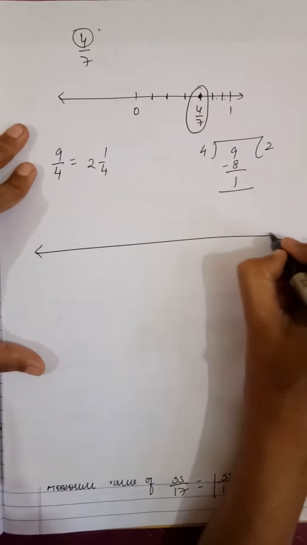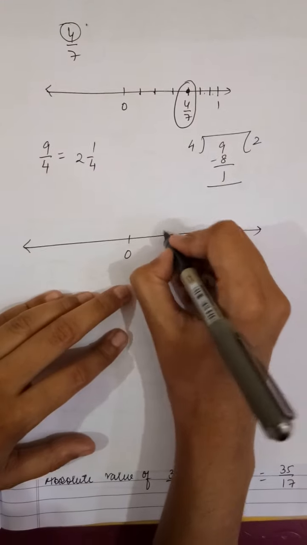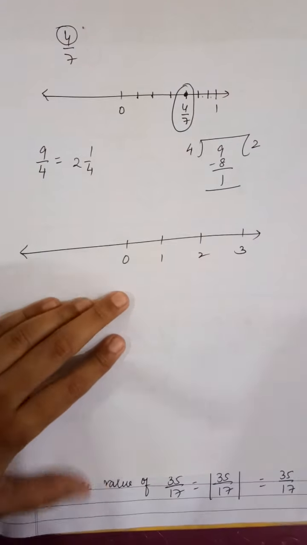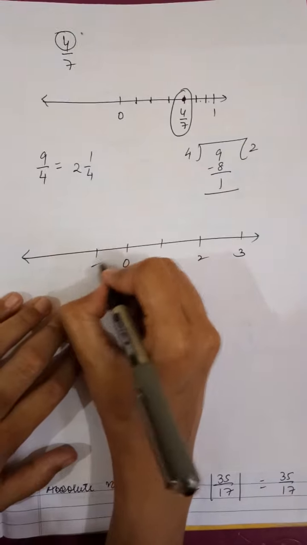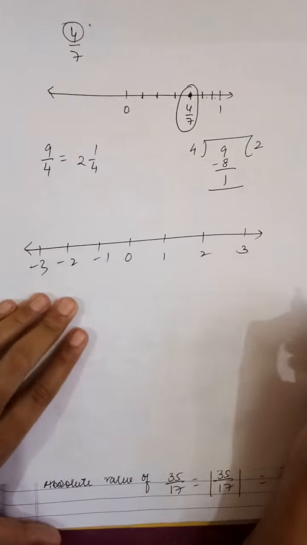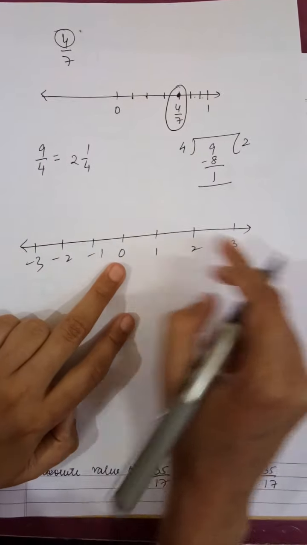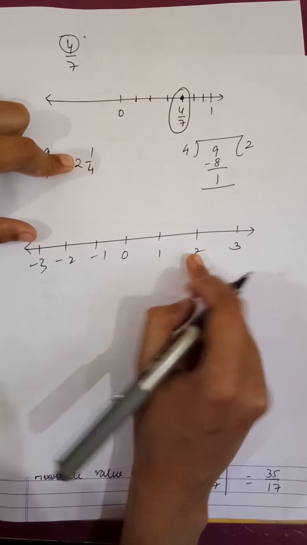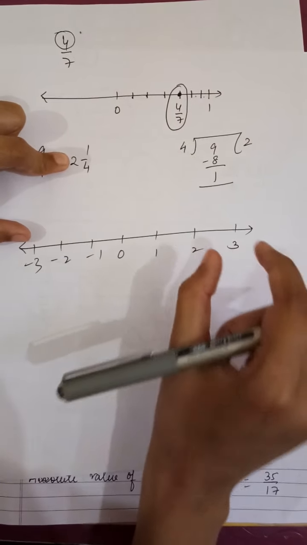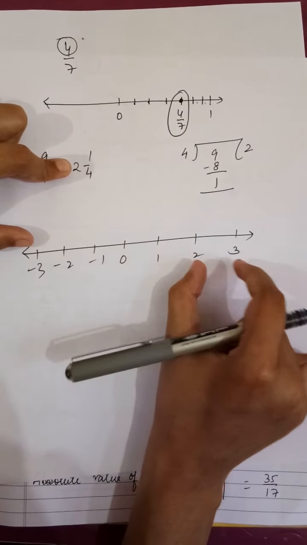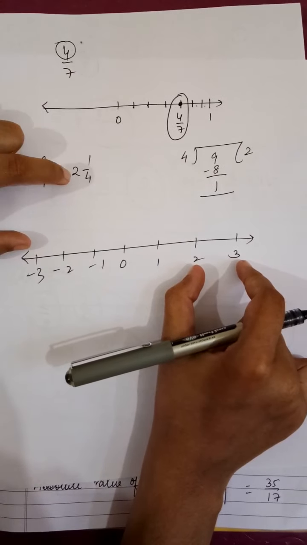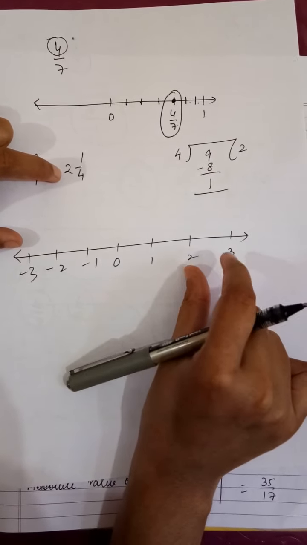Now let's move to this. Again 0, 1, 2, 3. Now why have I taken till 3? Here also minus 1, minus 2, minus 3. Why have I taken till 3? Because my whole number is 2. That means I am going to consider the section between 2 and 3. Because I have 2, I am going to consider the section between 2 and 3.